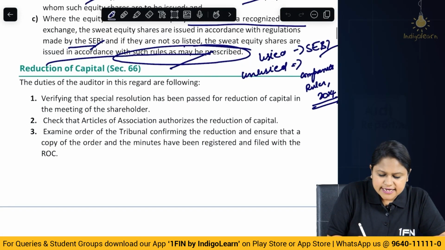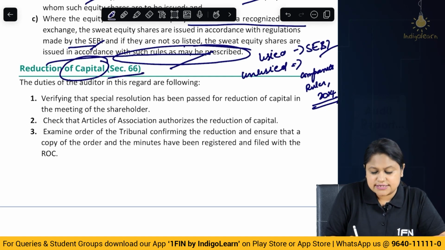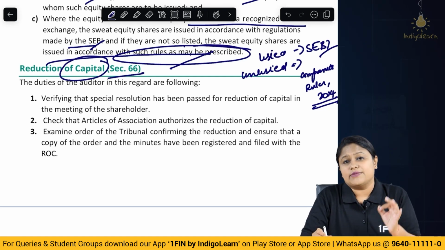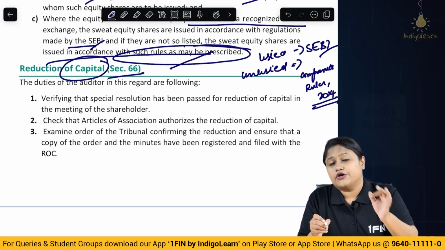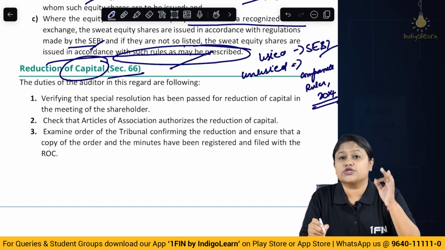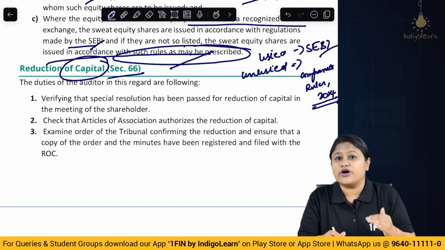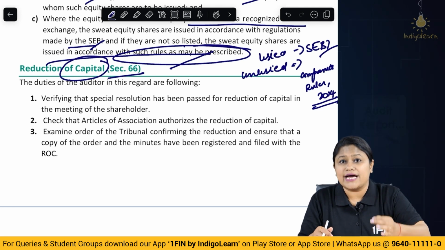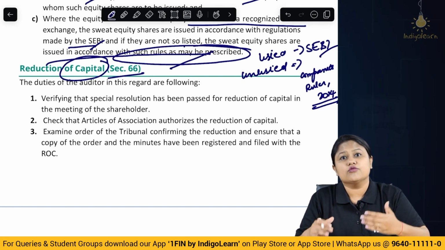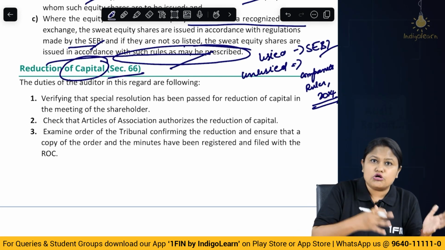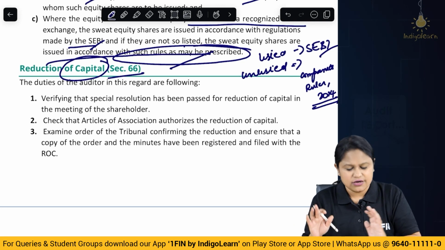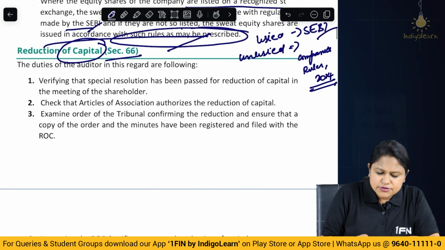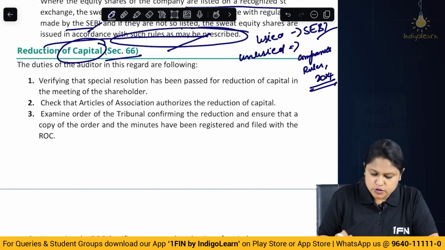So with this, now let us understand what has been given as a part of the audit procedure. So reduction of capital, section 66, I would strongly recommend that before you read the audit procedure, your understanding about section 66 has to be thorough. Then whatever points you are reading now, that will not become an exhaustive list for you. In fact, you can add some more points and make your answer more comprehensive to understand what all to be verified by the auditor. Clear? All right. The duties of the auditor in this regard are as following.